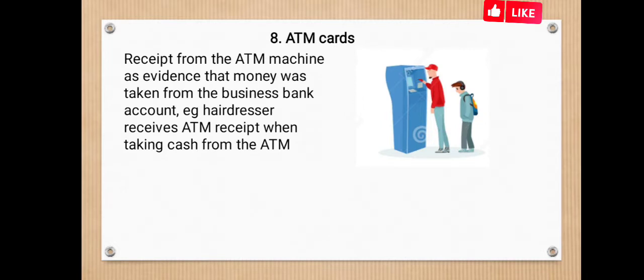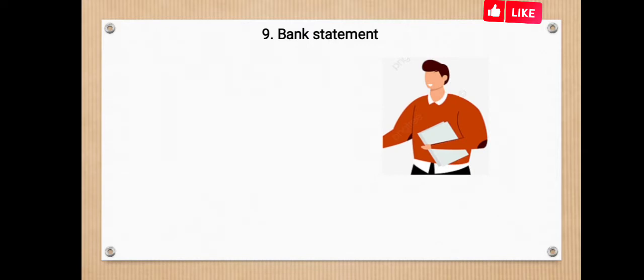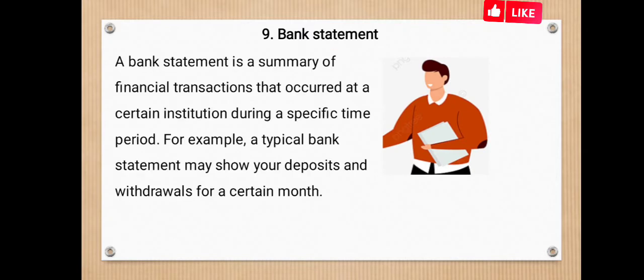ATM cards. Receipt from the ATM machine as evidence that money was taken from the business bank account, e.g. a hairdresser receives an ATM receipt when taking cash from the ATM. Bank statement. A bank statement is a summary of financial transactions that occurred at a certain institution during a specific time period. For example, a typical bank statement may show your deposits and withdrawals for a certain month.